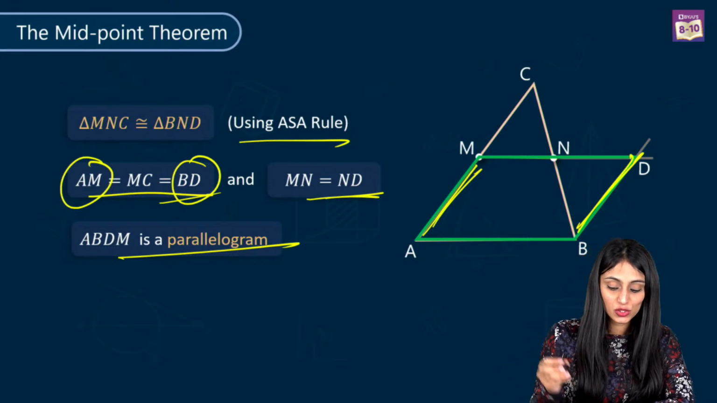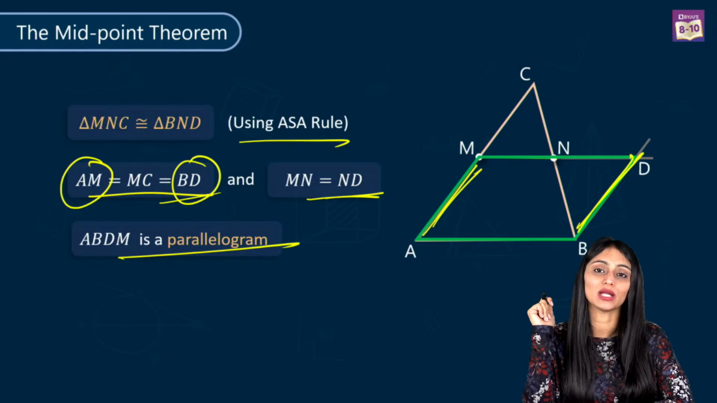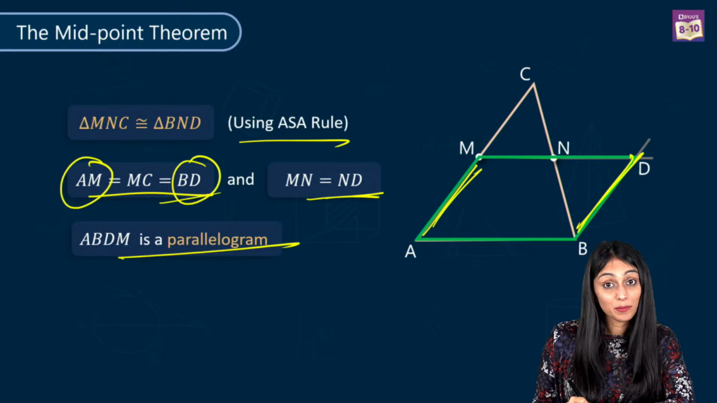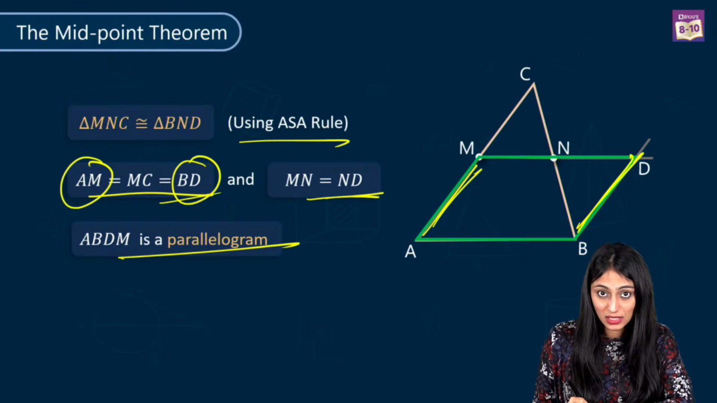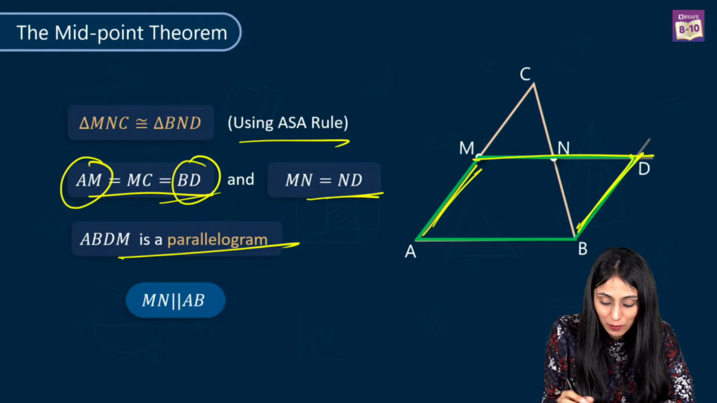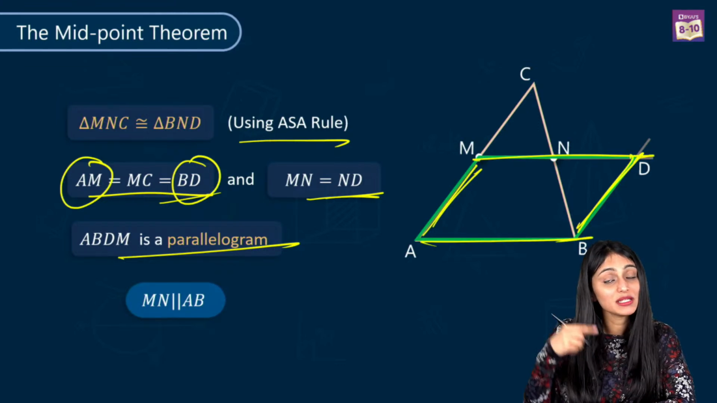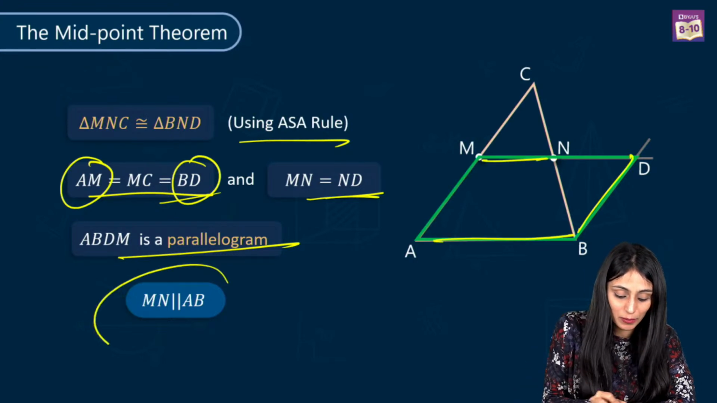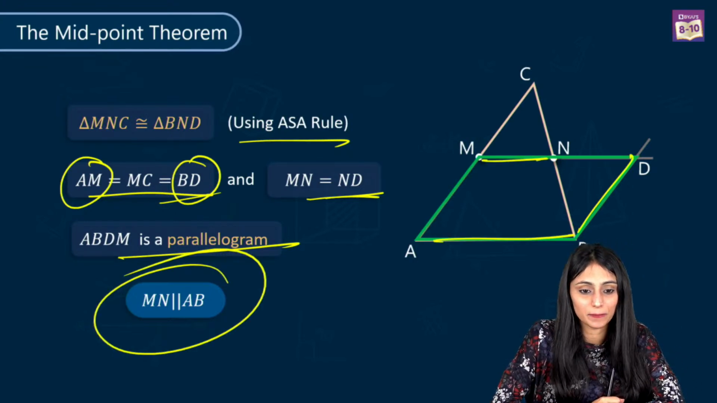So ABDM is a parallelogram in this case, right? Since it's a parallelogram, the opposite sides are parallel. The other pair will also be parallel, so I can say that MD and AB will also be equal. That means a part of MD, which is MN over here, will also be parallel to AB. So MN is parallel to AB.